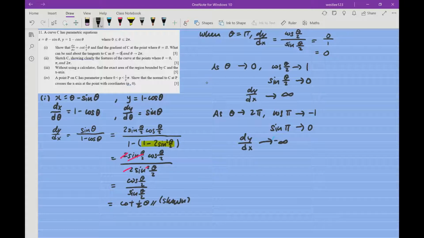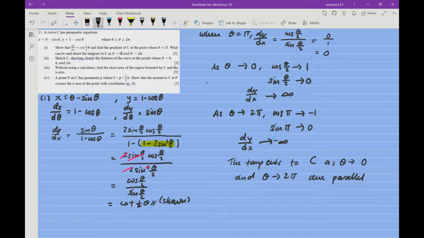So what can be said about the tangent? The tangent to C as theta tends to 0 and theta tends to 2 pi are parallel to the y-axis. In other words, graphically, the tangents, they are vertical lines. That is why their gradient is undefined, is infinity. Okay. So you guys can pause the video, take down the working, because I'm going to erase them and move on to part 2.